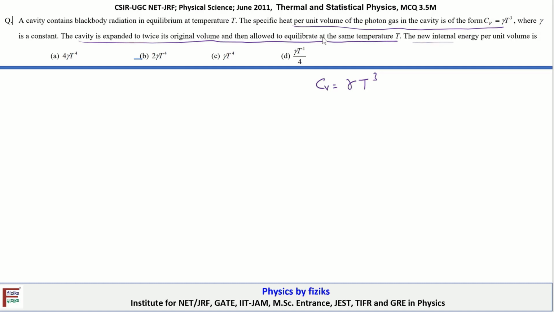Okay, the new internal energy per unit volume is, so the internal energy can be obtained: dU is equal to Cv dT. We are given Cv equal to gamma T cubed, so dU equals gamma T cubed dT. Upon integration, what we obtain is gamma T to the power 4 by 4. So therefore the correct answer here is option D.